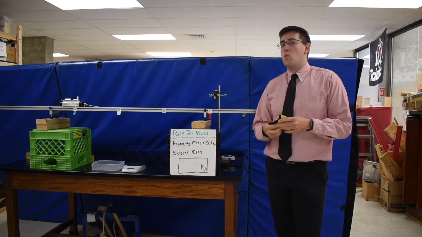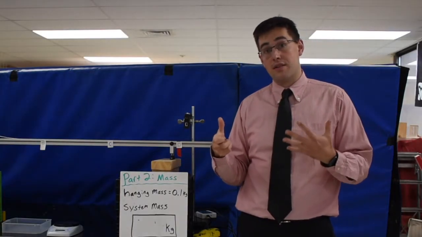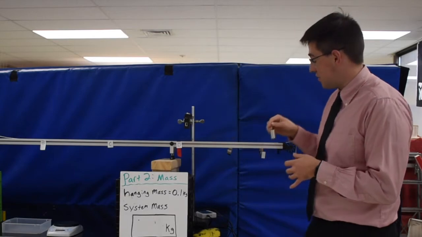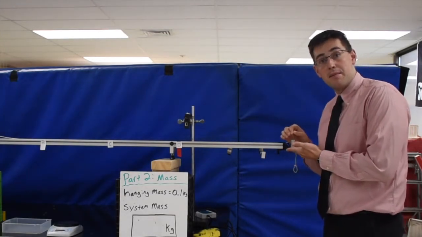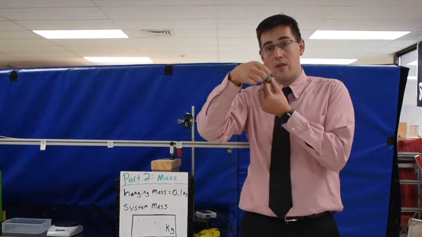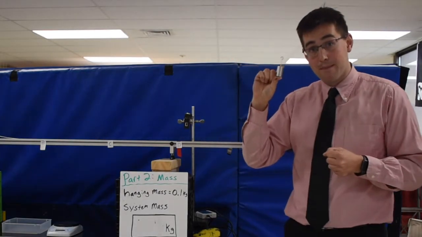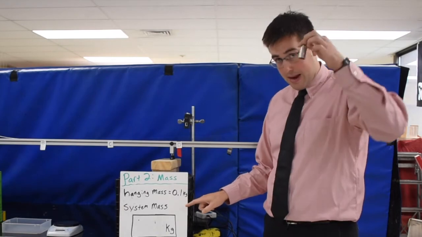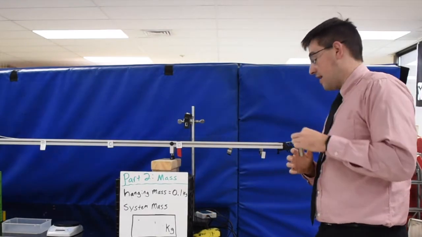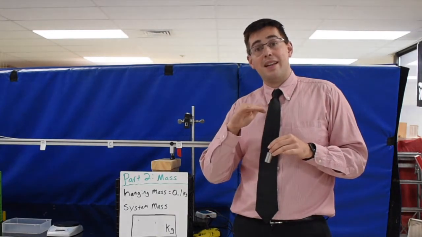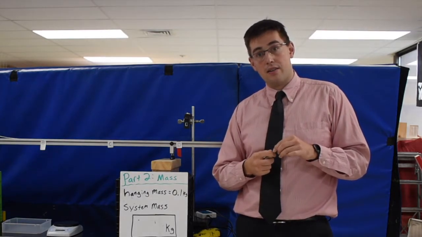3. Now we're going to transition to part 2 of our lab. How does the mass of our system affect that acceleration? So in this part of the lab, what do we need to hold constant? We need to hold constant that hanging mass, right? We're trying to keep the force on our system constant. So the force on our system is this force of gravity from our hanging mass. So we need to hold that constant. So we're gonna hold that constant by hanging just the 100 gram mass, the 0.1 kilogram mass off of the end of the pulley. And that is not gonna change. It's gonna be consistent throughout the entire lab.